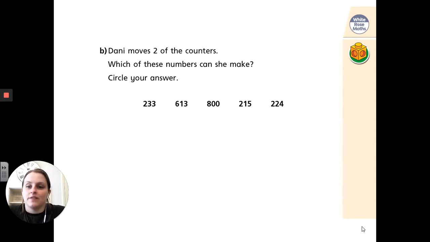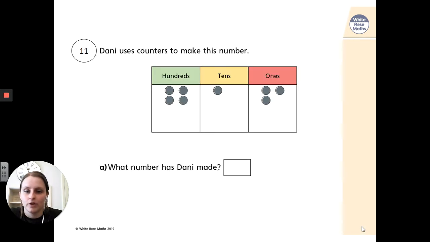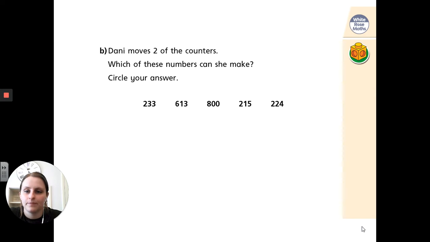Danny moves 2 of the counters. So he just moves 2 of those counters. So which of these numbers can she make? Circle your answer. If we go back and have a look, if she moves 2 of those counters to a different column, which of these numbers could she possibly make? So you've got either 233, 613, 800, 215 or 224. So there's more than one answer for this one. Have a go.